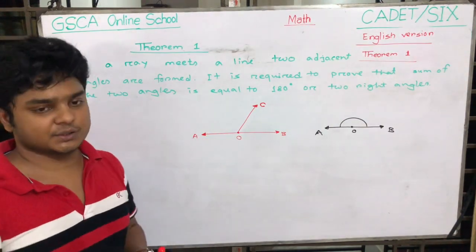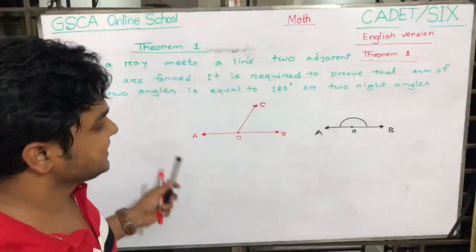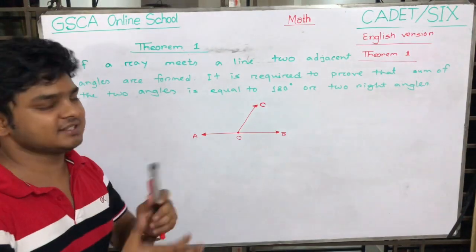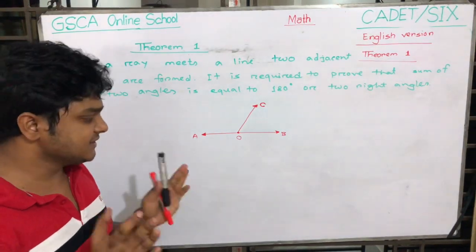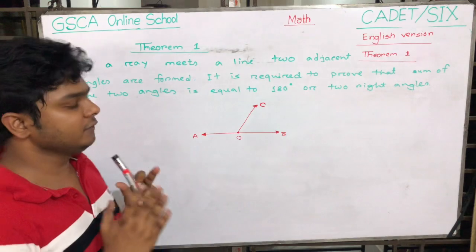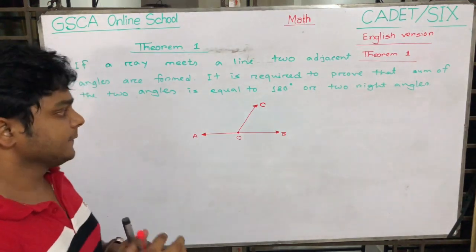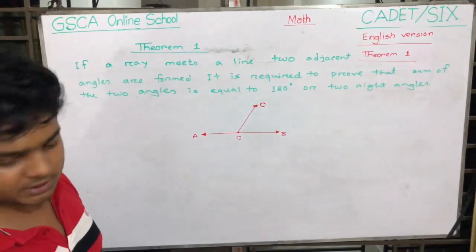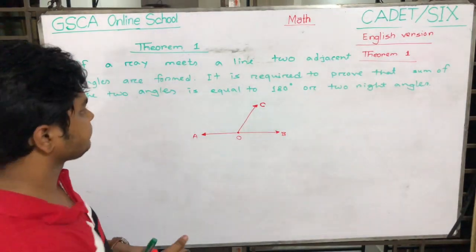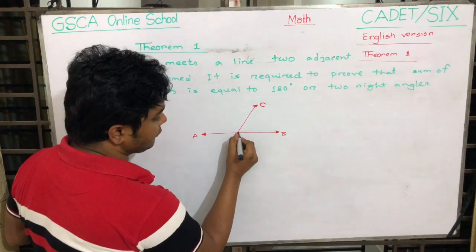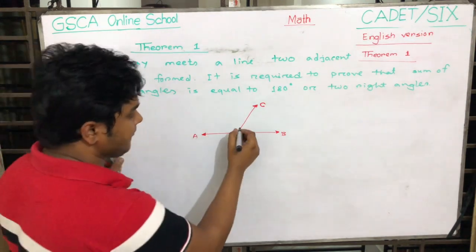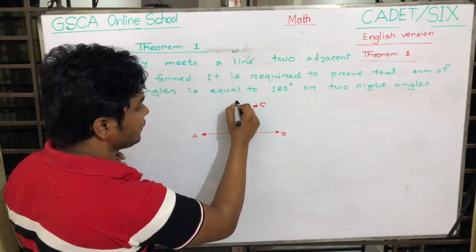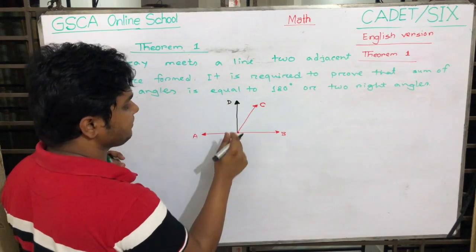But we are going to have the proof. We need to prove it. How? Why is it 180 degrees? Okay, so this is the question. For proving purposes, we'll draw one thing. An additional drawing is required. So what will be the additional drawing? From O we'll draw a perpendicular. We'll name this perpendicular OD.